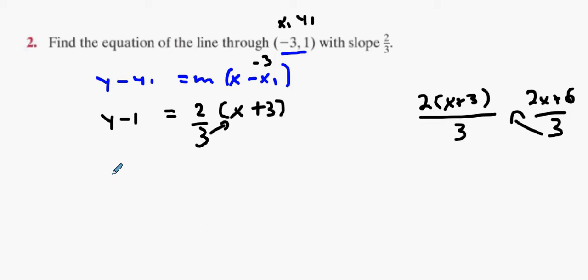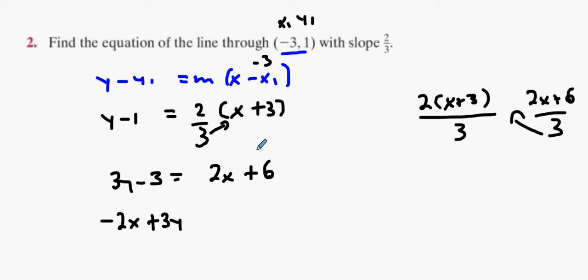3 multiplied by y minus 1 is 3y minus 3. That equals 2x plus 6. Move everything to the left and we get minus 2x plus 3y, and then minus 3 minus 6 is minus 9 equals 0, and then multiply both sides by negative, and this is what you get. Okay, hope that's okay with you guys. That's basically it. Okay, now next thing.